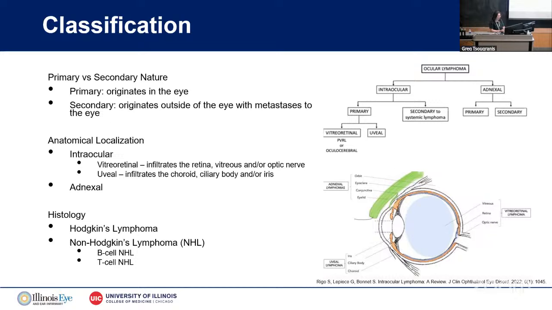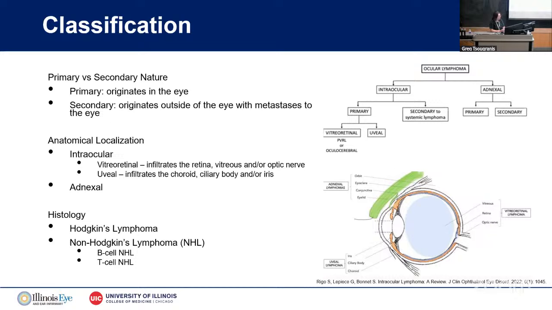Lastly is the histology. So this will bring us back to medical school. You've got the two broader categories of Hodgkin's lymphoma and non-Hodgkin's lymphoma. Non-Hodgkin's is more common in the eye. Within that, there are the B-cell non-Hodgkin's lymphomas and the T-cell. Once again, B-cell is going to be the more common presentation in the eye. And within B-cell, there are a number that we've learned about: diffuse large B-cell, follicular, extranodal marginal.